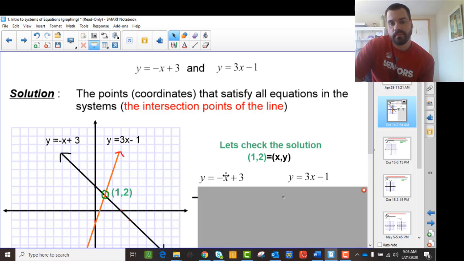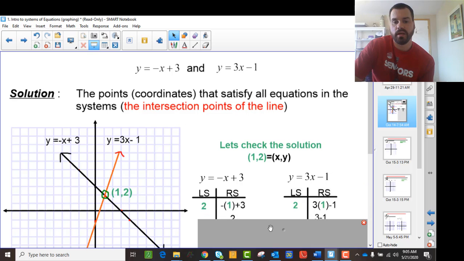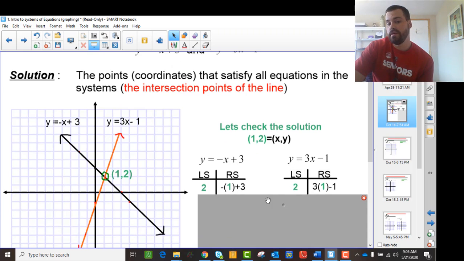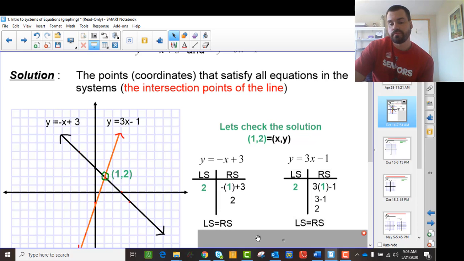So what you do is you take each of your equations, minus x plus 3 and 3x minus 1, and we plug in 1 and 2. So we plug in on the right-hand side and the left-hand side. So over here, y is 2 and y is 2. The left side of the equation, that's what LS stands for, they're both 2. On the right-hand side, we plug in 1 for x. So we get minus 1 plus 3, and then 3 times 1 minus 1. And we just see, does that actually give us 2? If it does, in other words, the left-hand side is equal to the right-hand side, then we can say, perfect. That is the solution. So we've verified it, that's what it means.